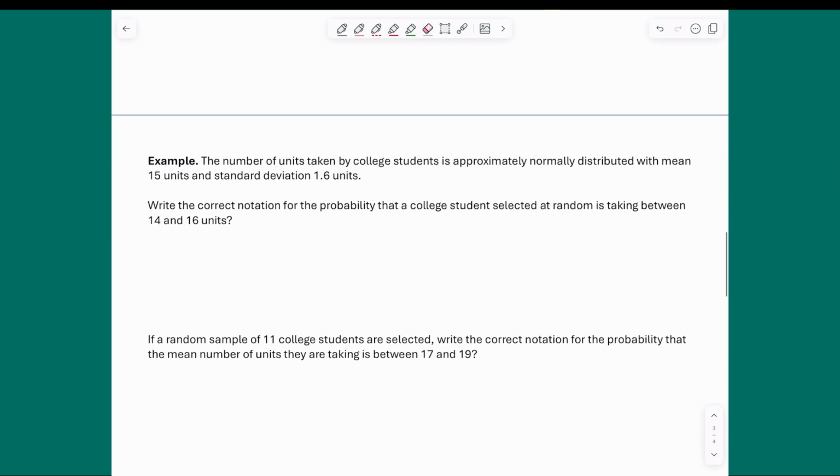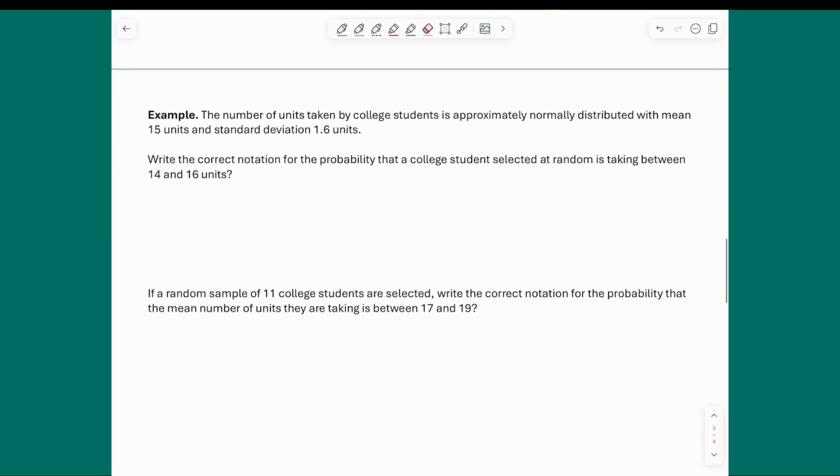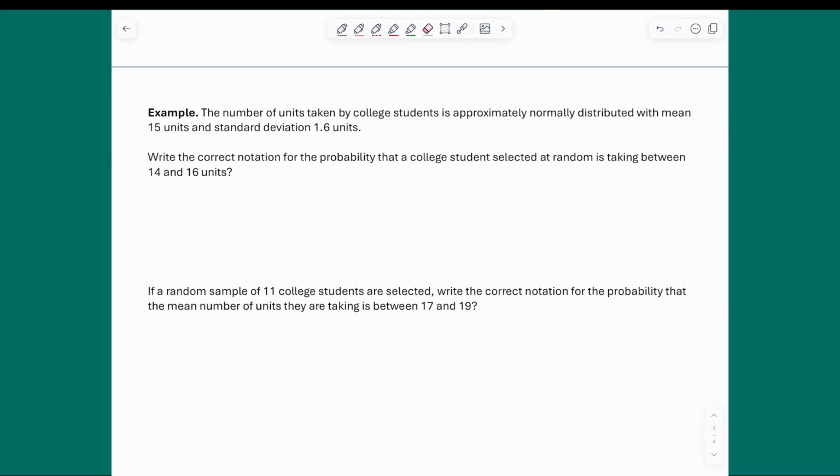Next example here. The number of units taken by college students is approximately normally distributed with a mean of 15 units and a standard deviation of 1.6 units. All right, so we're asked to write the correct notation for the probability that a college student selected at random takes between 14 and 16 units. So first let's think about the random variable. What is the random variable here?